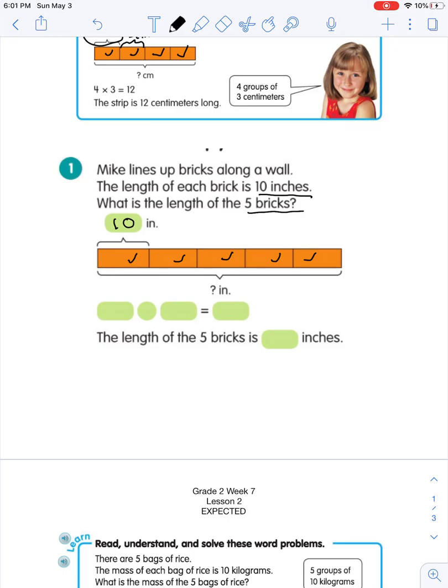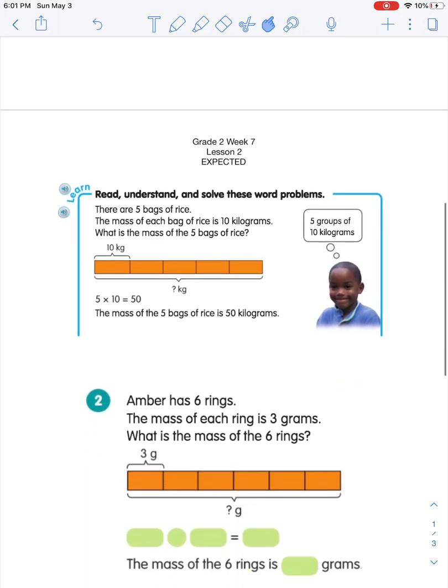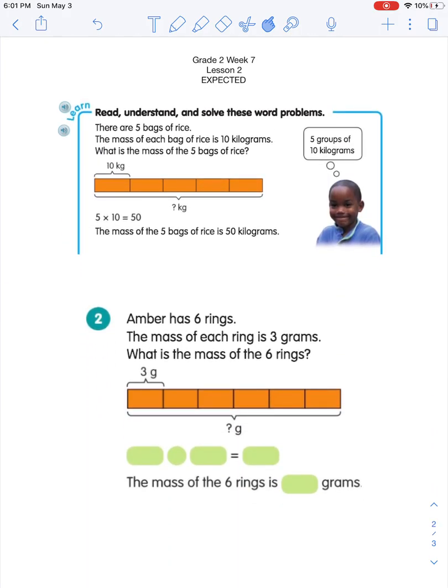So if I did 10 5 times, I would get my answer, right? I could do repeated addition, 10 plus 10 plus 10 plus 10 plus 10, or I could do 10 times 5. And I know 10 times 5 is 10, 20, 30, 40, 50. The length of the 5 bricks is 50 inches. Good work. Let's look at number 2 and the learn that goes along with it.